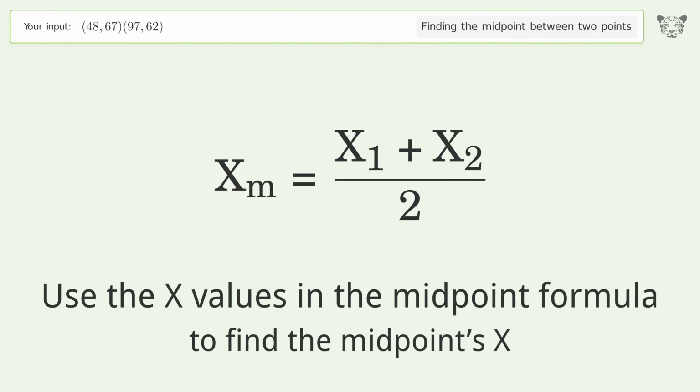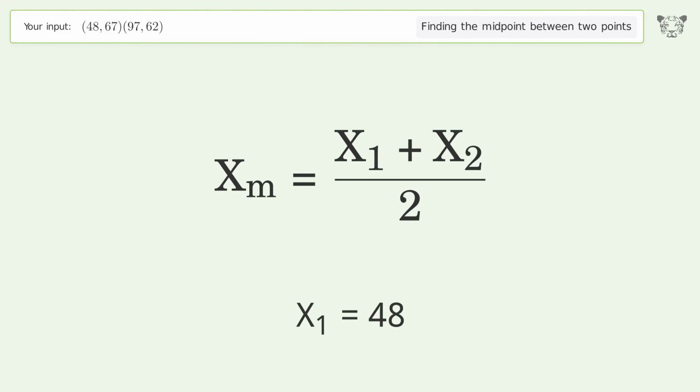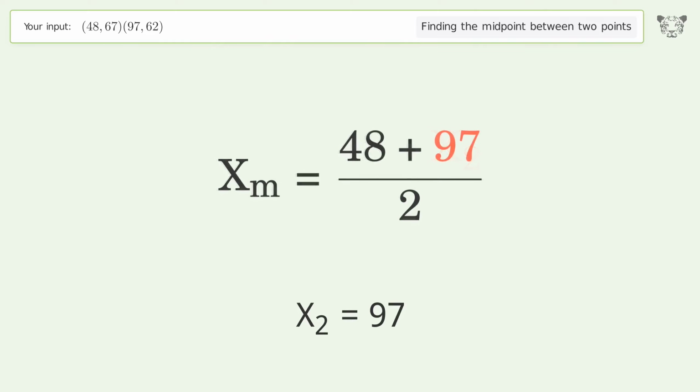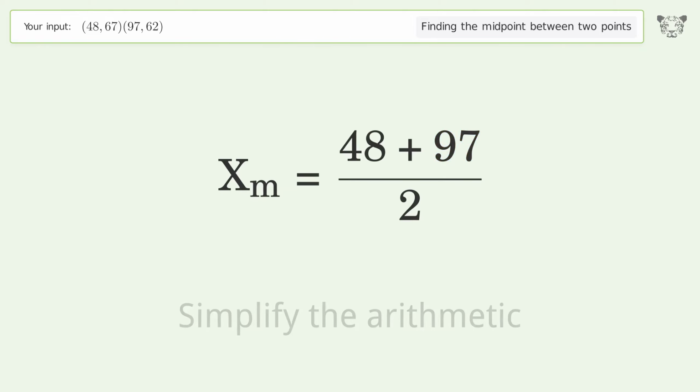Use the x values in the midpoint formula to find the midpoint's x. x1 equals 48. x2 equals 97. Simplify the arithmetic.